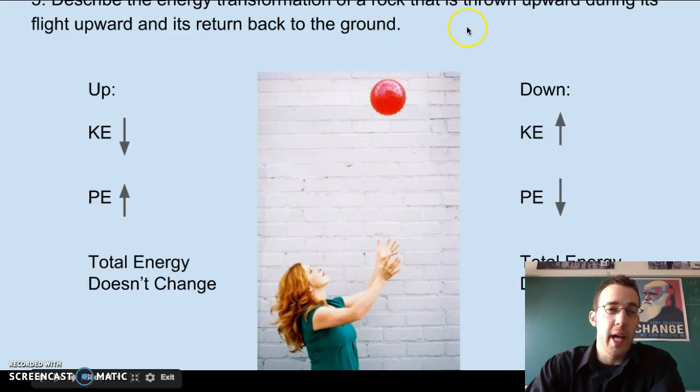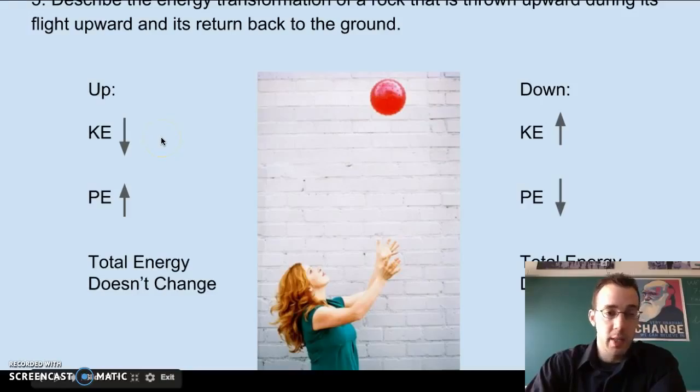Number 5, we're going to describe the energy transformation of a rock. In this case, I couldn't find a picture of a rock, so I found a lady throwing a ball up in the air. And we're going to describe the energy transformation as it goes upward and as it comes back down. So on the left side here, we have on the way up. On the way up, the total energy never, ever changes. It starts off all as kinetic energy as you throw it, but that kinetic energy is going to go down. It's going to get lower and lower. Why? Because as you throw it upward, it gets slower and slower because it's accelerating downward.